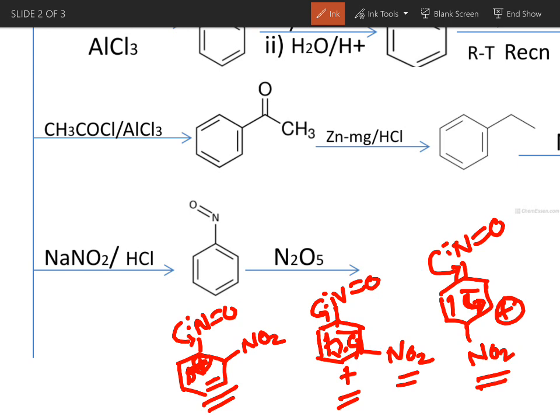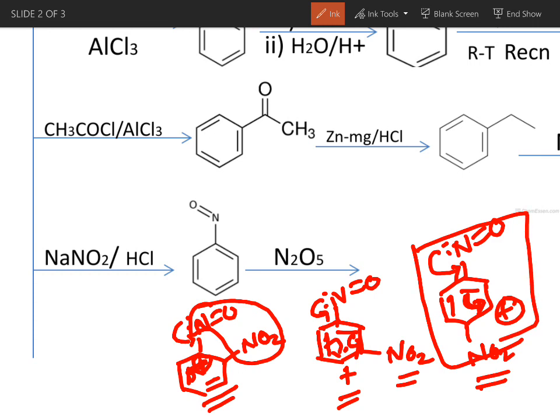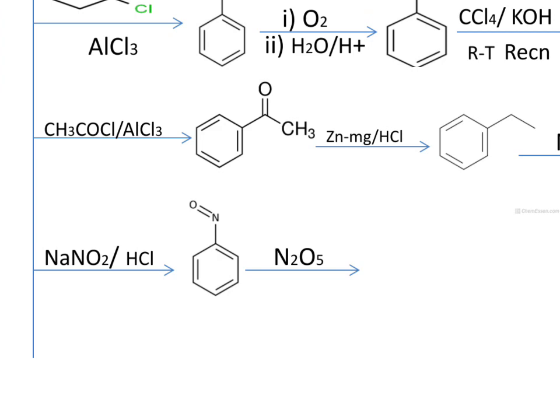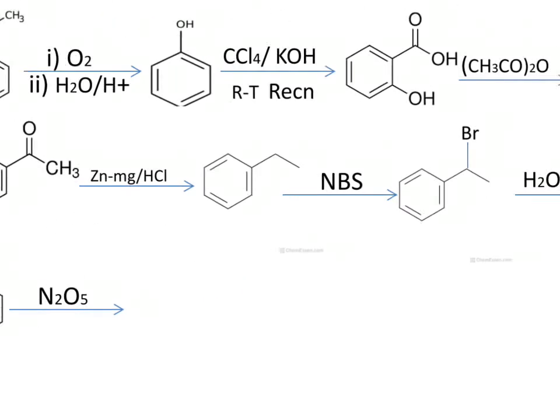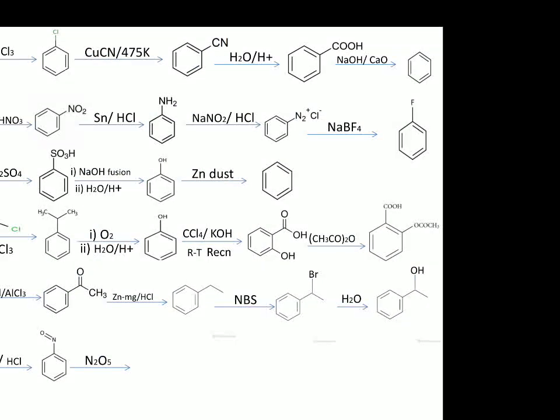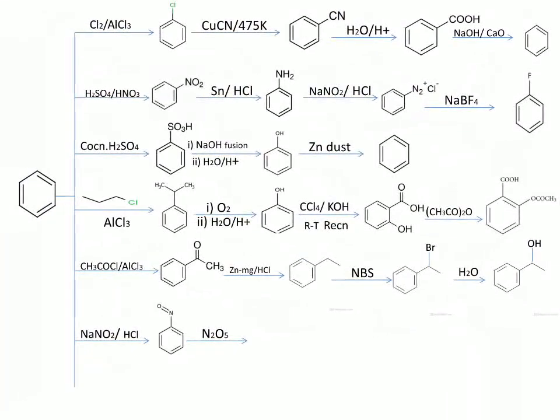In ortho and para, since there is steric hindrance in the ortho isomer, para is the major product. So NO2 goes and attaches to the para position of nitrosobenzene and gives the compound para nitrosobenzene. Now this para nitrosobenzene is further reacted with Br2 in the presence of AlBr3.